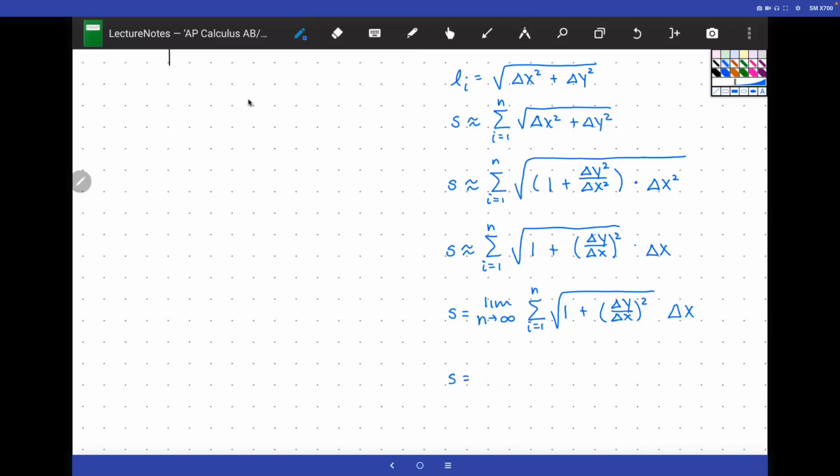Except, does anybody have an idea what I'm going to put in place of delta y over delta x? Yeah. That's dy dx. That's our derivative. So, arc length looks like this. It's the integral from a to b, wherever it starts, wherever it ends, of the square root of 1 plus the derivative squared dx. And that is arc length. Yay!